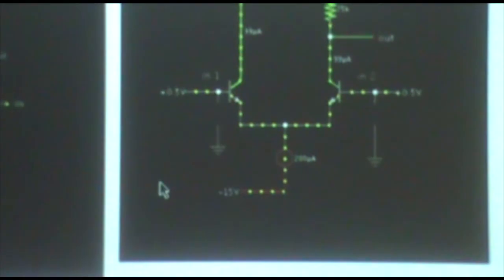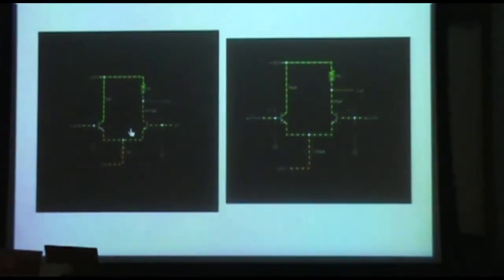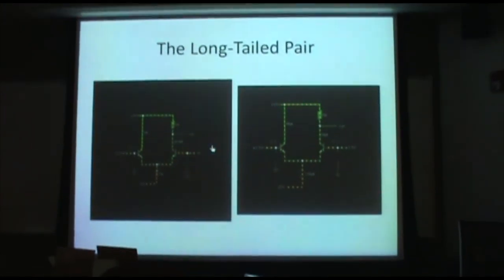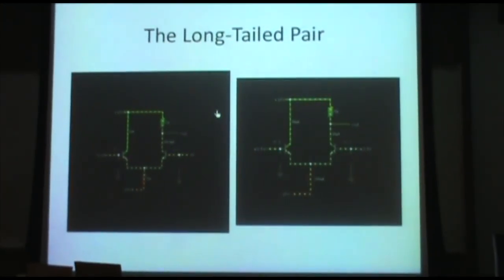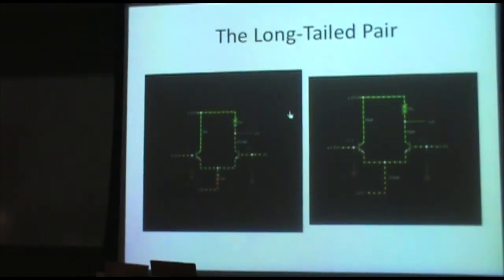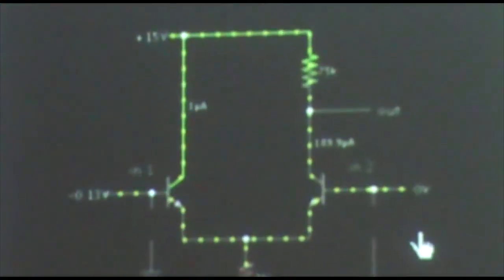So the next one, which is actually really interesting, is the long tail pair, also known as a differential amplifier. This makes up the input stage for most audio amplifiers. There's some exceptions, but this is what you'll usually find.